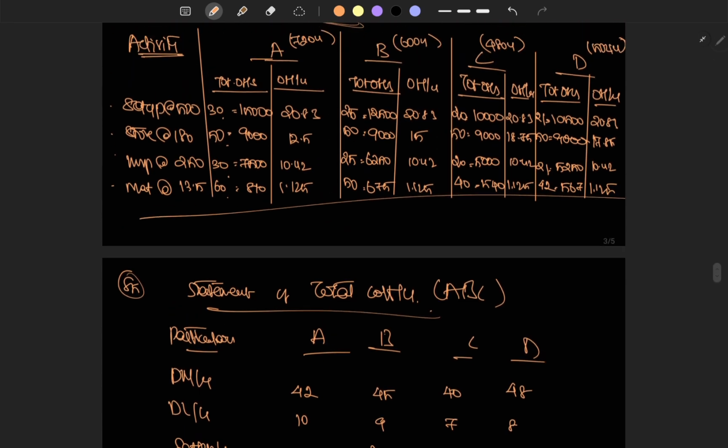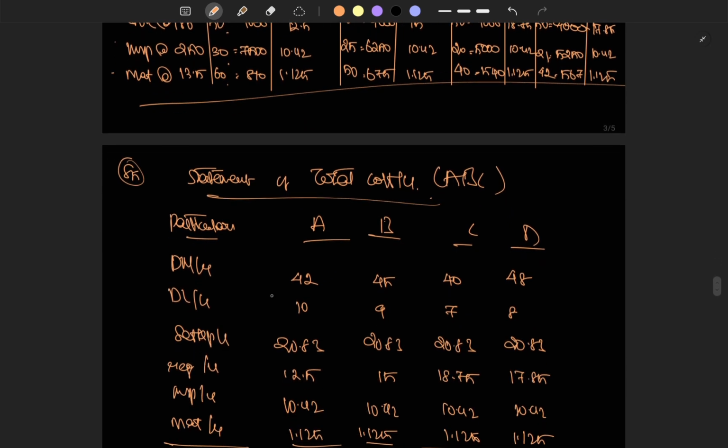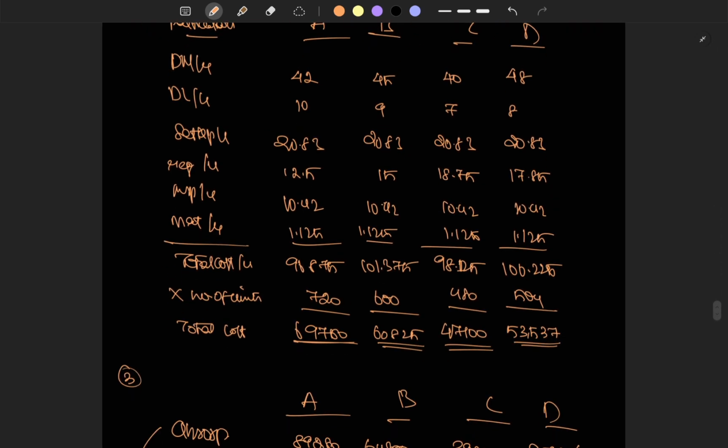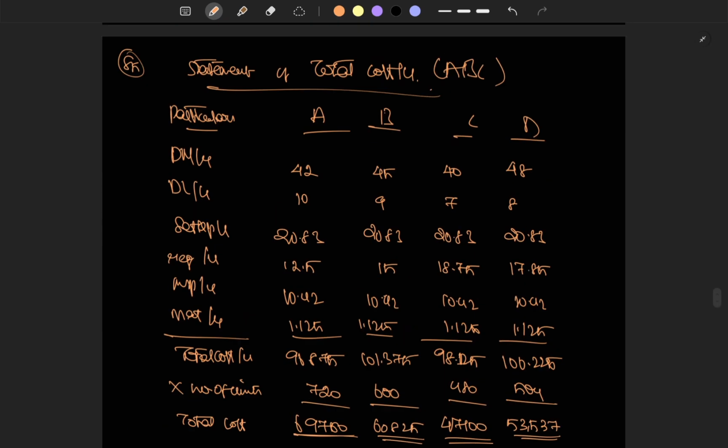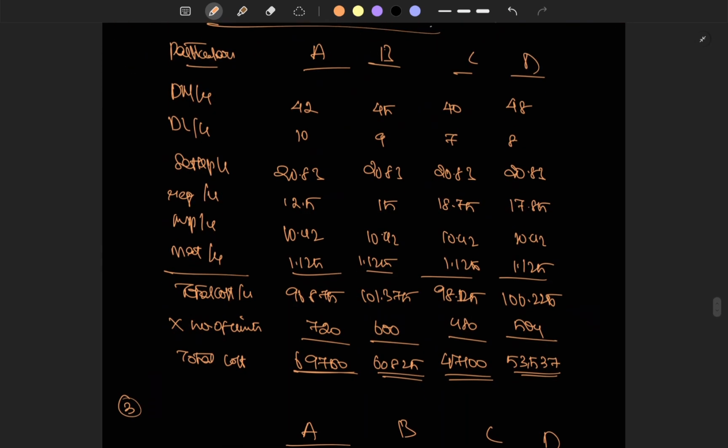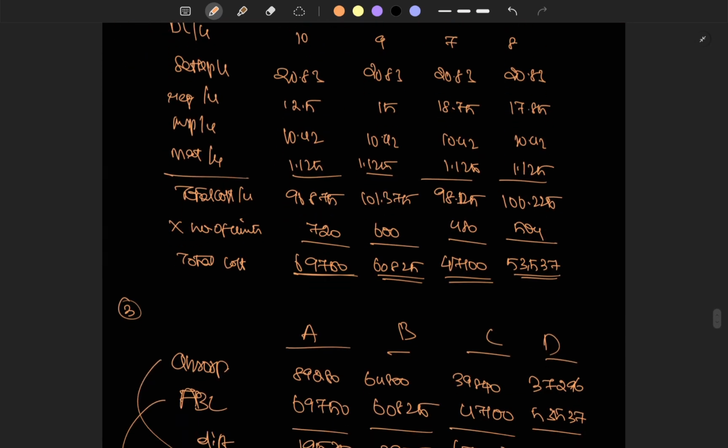If we take the total overheads, then we have to manually multiply 42 into 72 units, 45 into 600 units, so that we have to do. To avoid that, we found the overhead per unit, and we found the total cost per unit. By multiplying with the number of units, we get the total cost values.